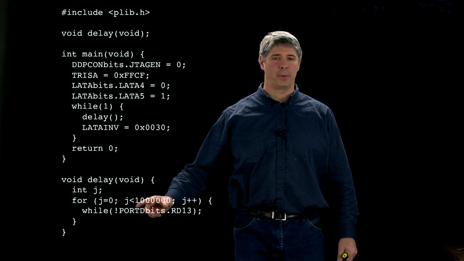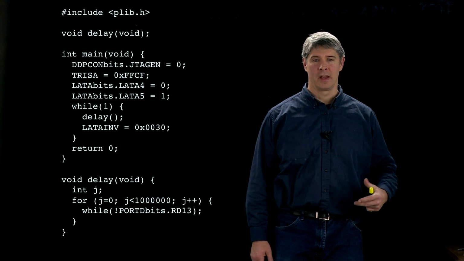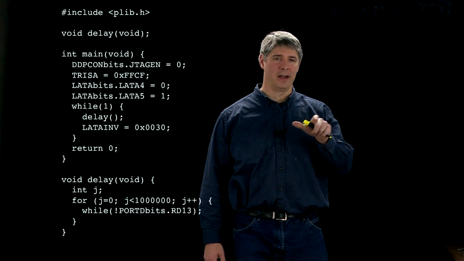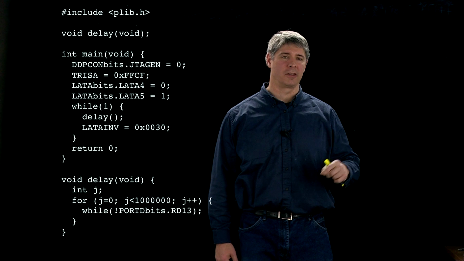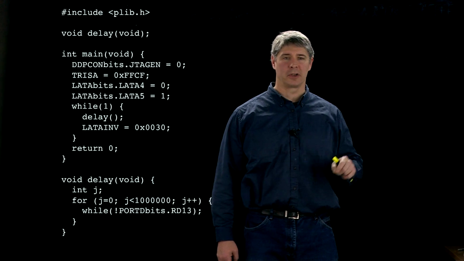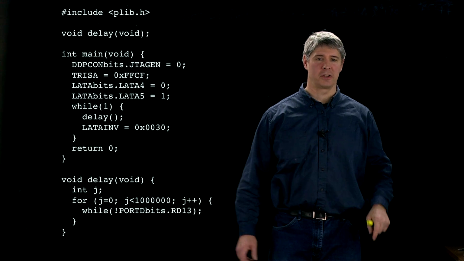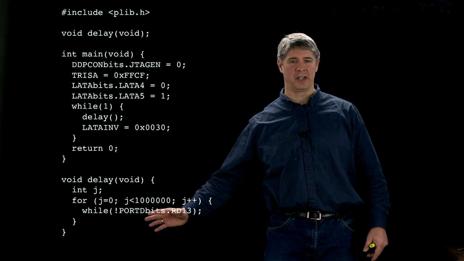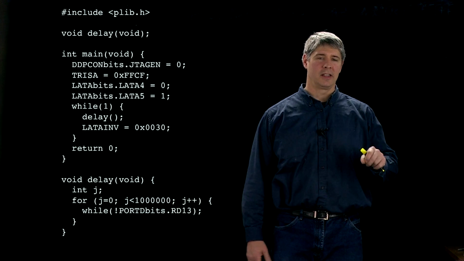It's saying if port D bits here evaluates to false, then you have the not in front of it. That's the exclamation point. So not false is true. If this evaluates to true, it stays stuck there in the while loop. And that actually corresponds to while you're pressing the user button. So if you're pressing the user button, port D bits RD13 evaluates to false, so this expression here evaluates to true. You stay stuck in the while loop until you release the button.